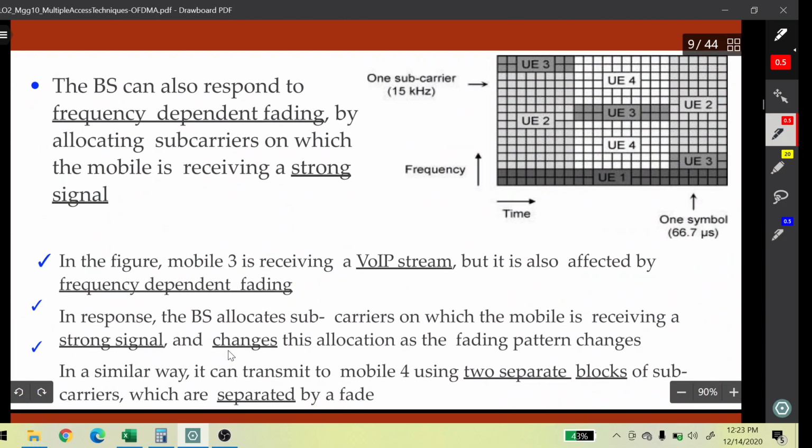Now, if we look at the other example, the base station can also respond to frequency-dependent fading by allocating subcarriers on which the mobile is receiving a strong signal. So for UE1, or mobile user 1, we allocate the full time domain with the same subcarrier. This is the same subcarrier, we fill it for a full long period of time, right? We allocate this full time for one resource block for UE1 for voice over IP communication. However, we could also divide this resource block into separate blocks according to the response of its frequency-dependent fading.